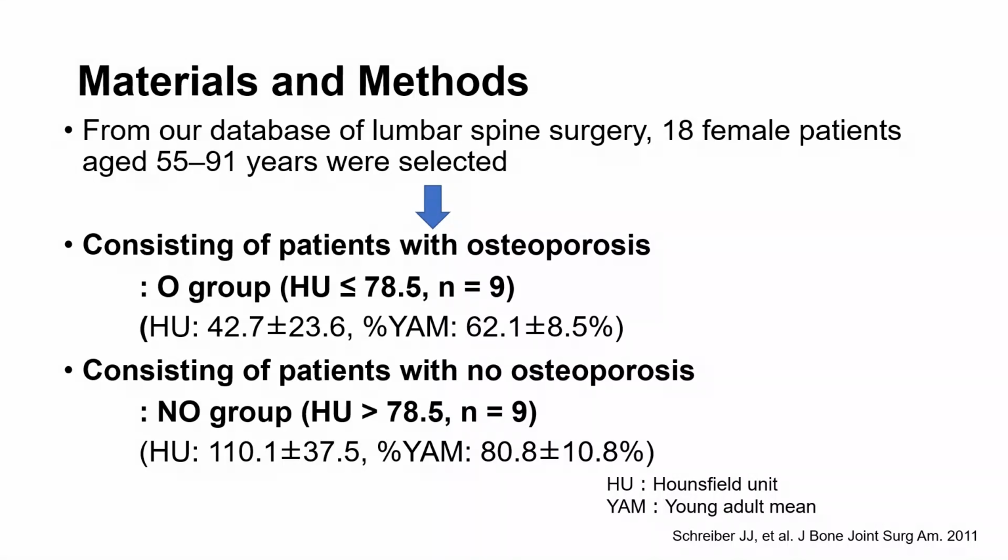From our database of lumbar spine surgery, 18 female patients aged 55 to 91 years whose bone mineral densities were measured preoperatively at the femoral neck and spine via dual energy X-ray absorptiometry were selected. The patients were divided into two groups using the Hounsfield unit: the O group consisting of patients with osteoporosis, and the No group consisting of patients with no osteoporosis.